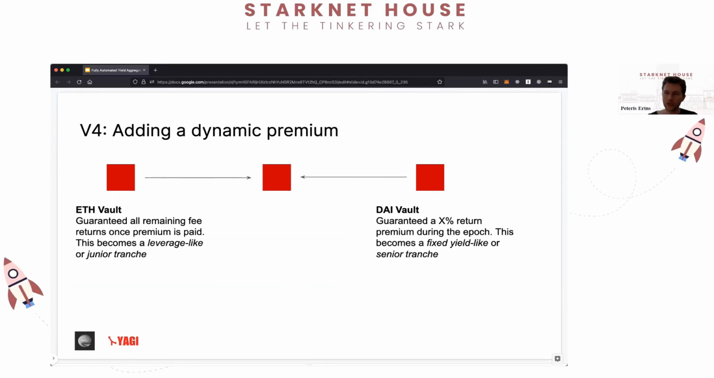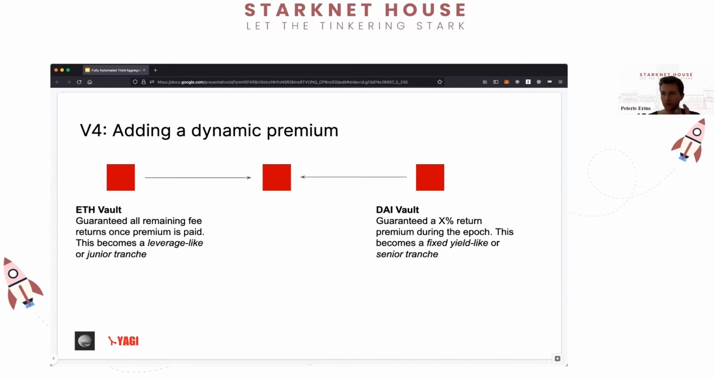We'll say, actually, let's make the DAI vault, because they are the stablecoin depositors, probably more risk averse than the Ether depositors. We'll guarantee them a fixed return. We'll give them an X% return during the epoch, and if the DAI amount actually reduces, we'll take some money off the ETH depositor side just to make sure we pay off these DAI depositors. But the cool thing is the ETH depositors, the risky depositors, will get all of the fees in excess of that. So let's say the premium is 2% per month.